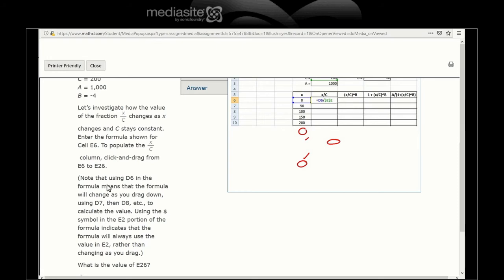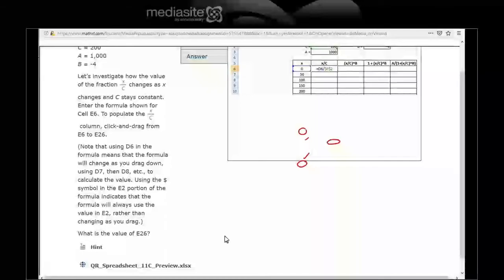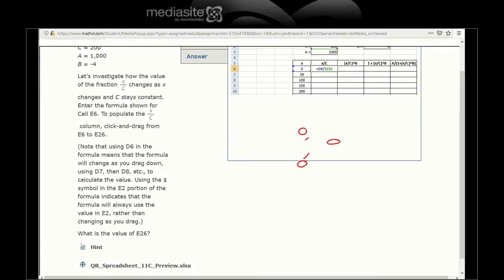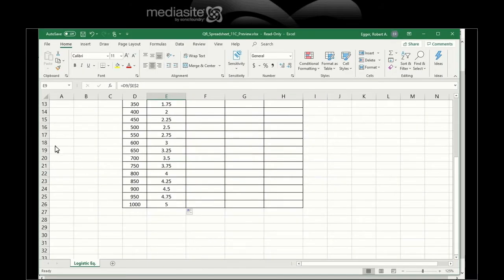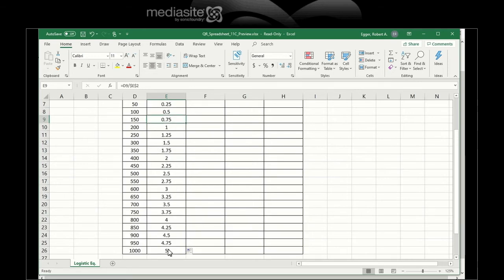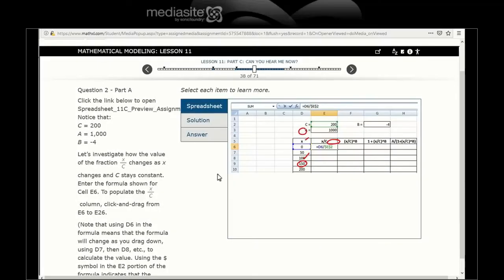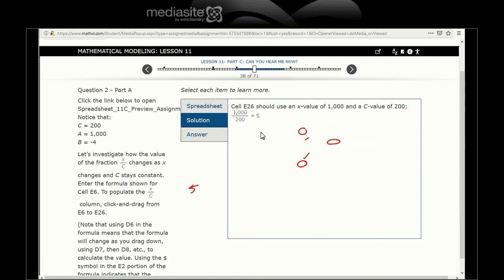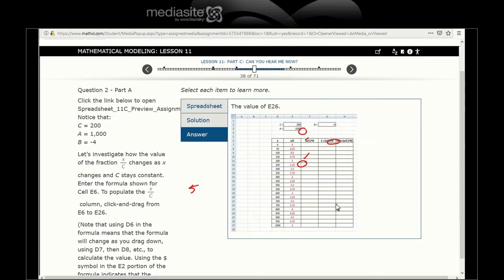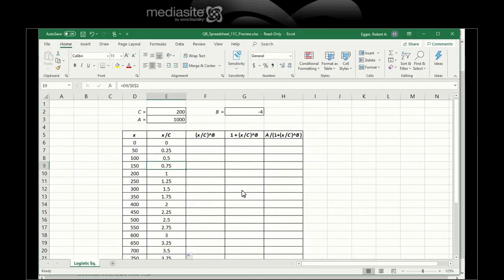Note that using D6 in the formula means that the formula would change, using the dollar symbols. The value of E26 is 5. And I think that's what we got. 5 was 2.5. All right.